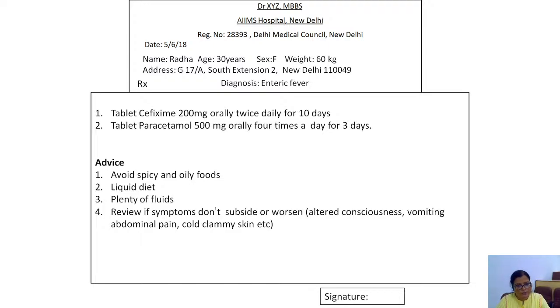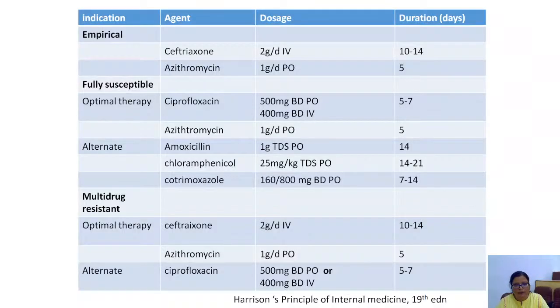Below your main inscription part, you see we have written some advice for the patient. So avoid spicy and oily foods, plenty of fluids, then review if symptoms don't subside or worsen. Because in many cases, especially in some infectious diseases, the patient is already resistant to some of the drugs. So it's not that if I have given a drug for 10 days, that should be continued for 10 days. If the patient has some progression in the disease, or the drug is not working on him, he can always come back to the physician. So we should actually write this line of review if symptoms don't subside, and then we have a signature at the end.